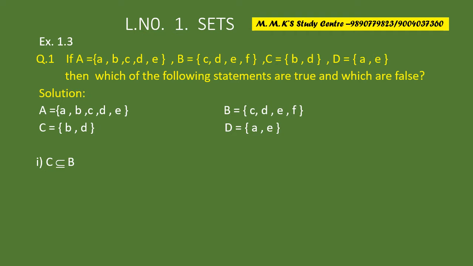Now second part, A is a subset of D. It means all the elements of A are present in D. Okay, children, observe the set A has 5 elements, but D has only 2 elements. So it is impossible that A will be a subset of D. So again it is false. Now next question.